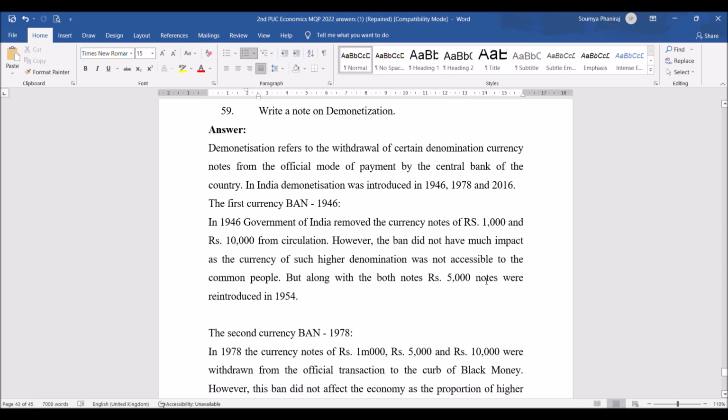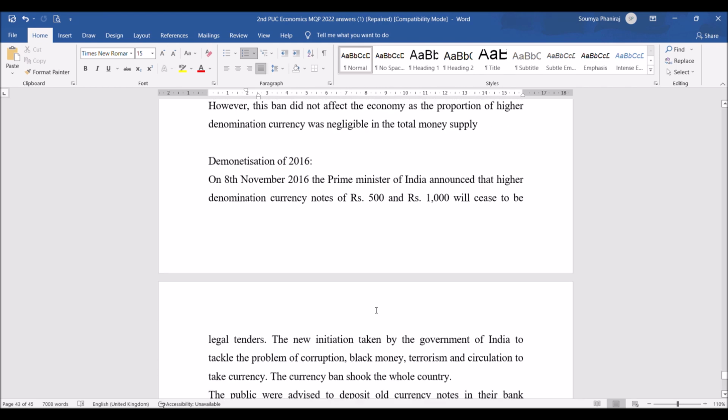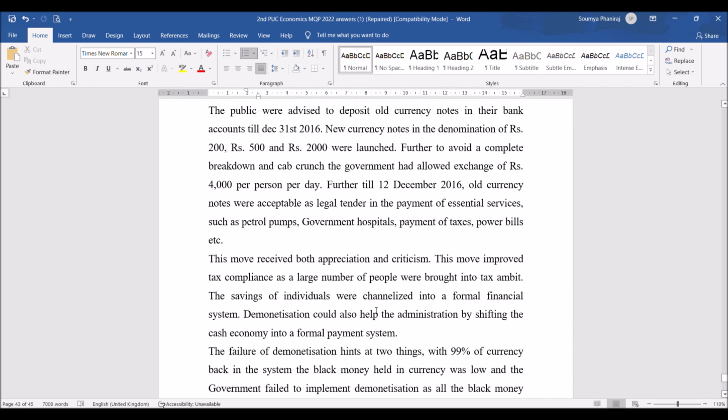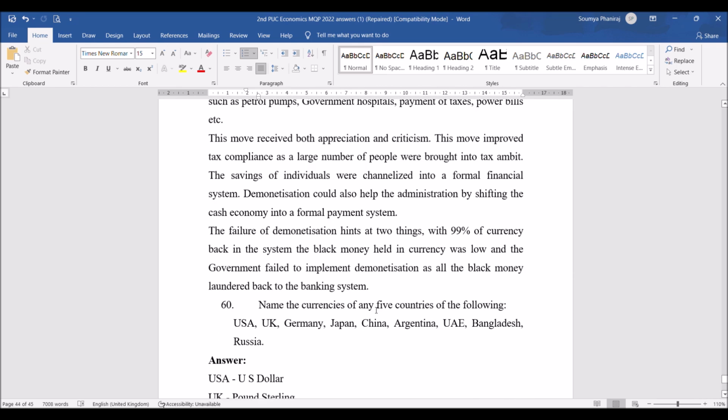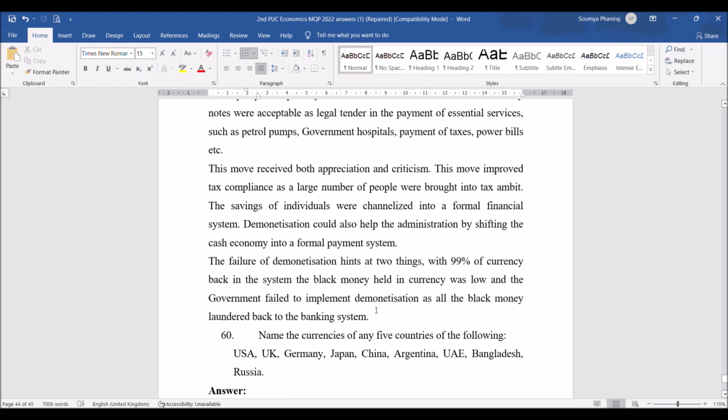Write a note on demonetization. So again, here the dates, years and the government rulings are very important. Practical oriented questions basically deal with things like these, practical things. So you have to mention the first currency ban, the second currency ban and demonetization, how it happened. The history of demonetization has to be written in detail. In the last paragraph here, we have also included what is the failure that has been seen in demonetization.